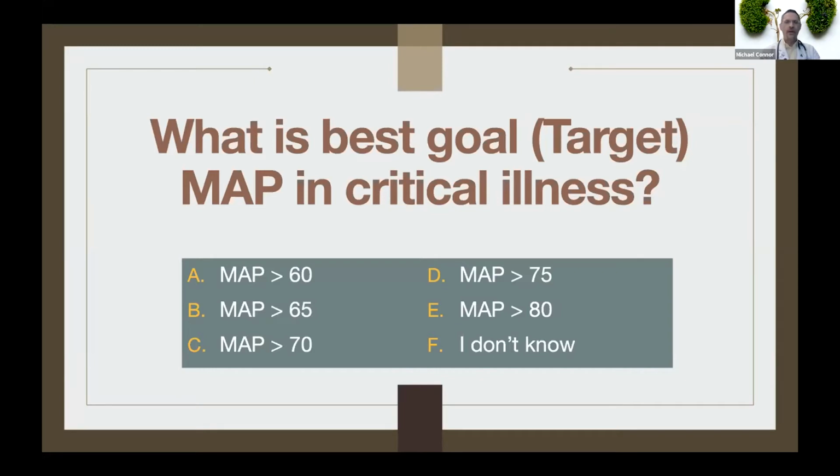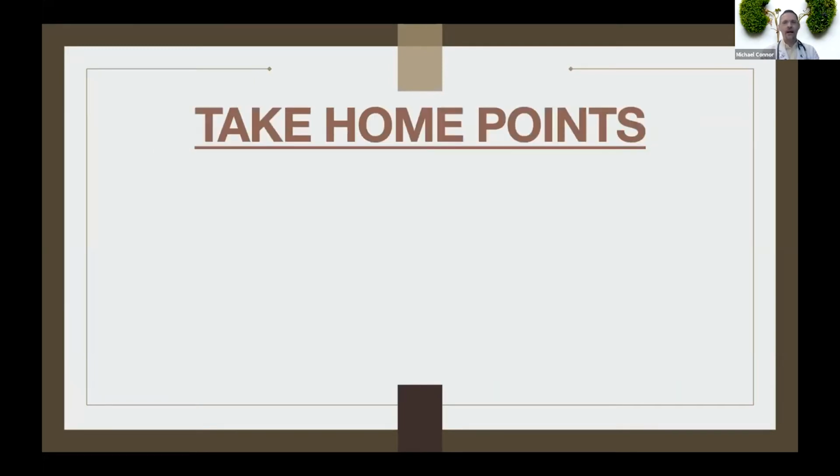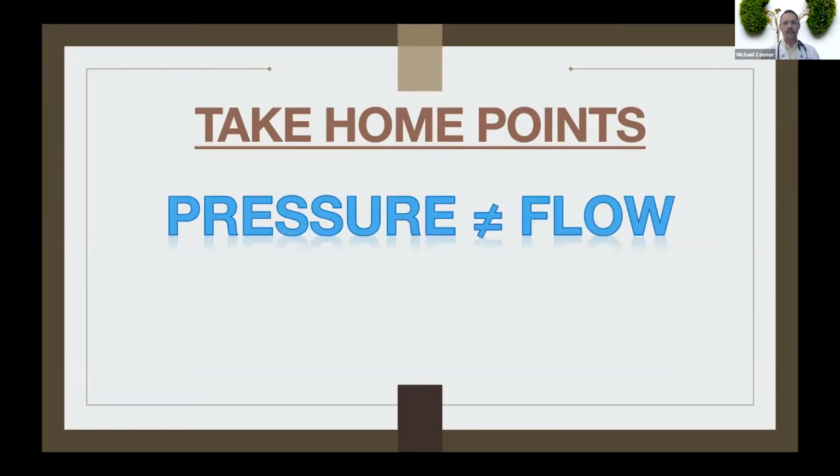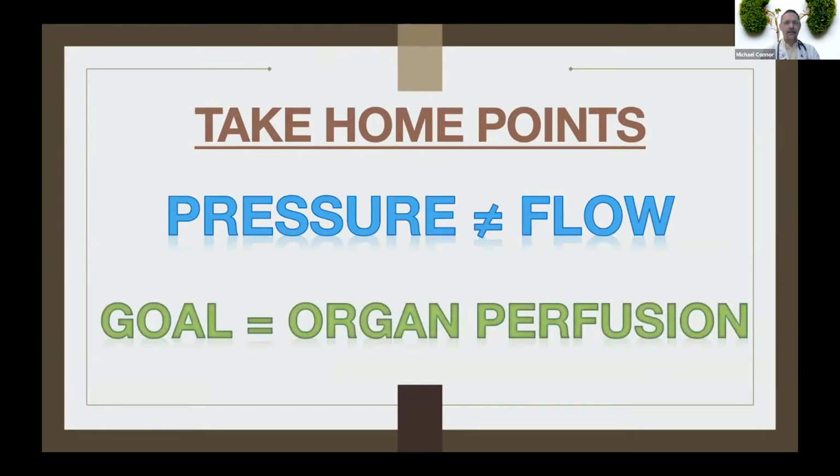I also think it's really important that whenever we give talks, we try to leave you with some take-home points, and to do that early in case you lose focus as we go. I want you to make sure that you at least have some of the take-home points. Take-home point number one is that pressure doesn't equal flow. The second take-home point is that the goal in the ICU is organ perfusion. That's how we're going to foster patient recovery.